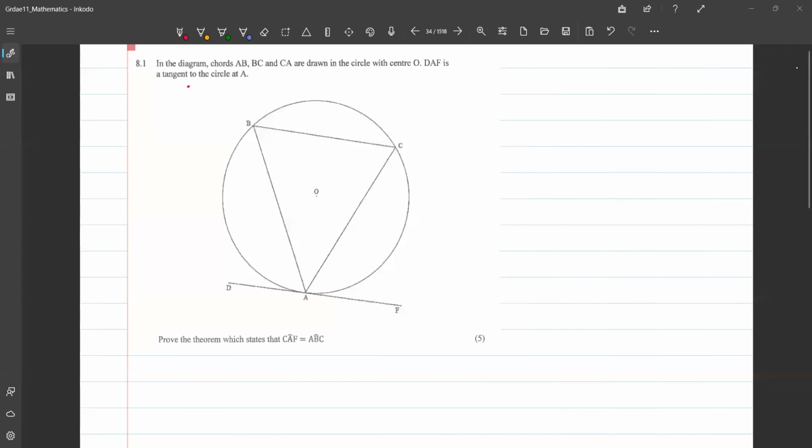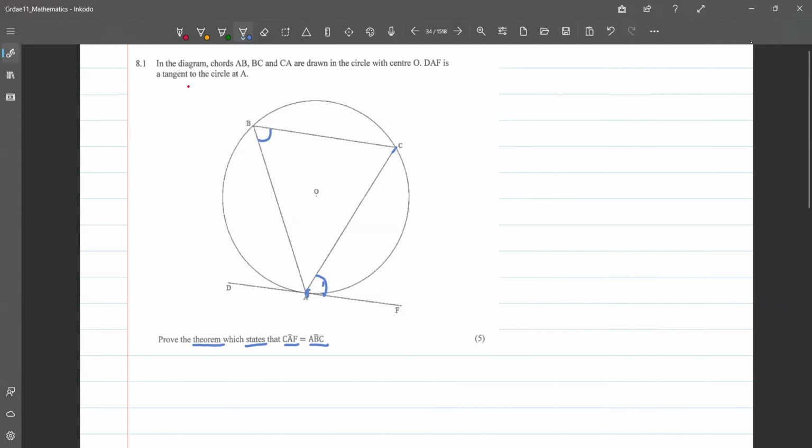So here's a theorem. It's a term called theorem, right? So the question says, prove the theorem which states that angle CAF equals angle ABC. So let's look at where angle CAF is. We have to prove that angle CAF, from C down to A, here's the angle that we want to prove, to F, equals angle ABC. So from A, we are going to angle B, and then we're going to C.